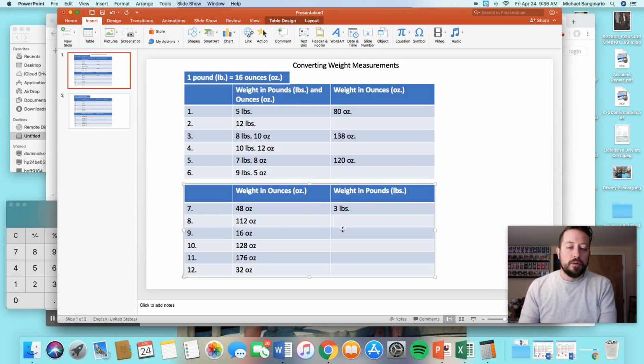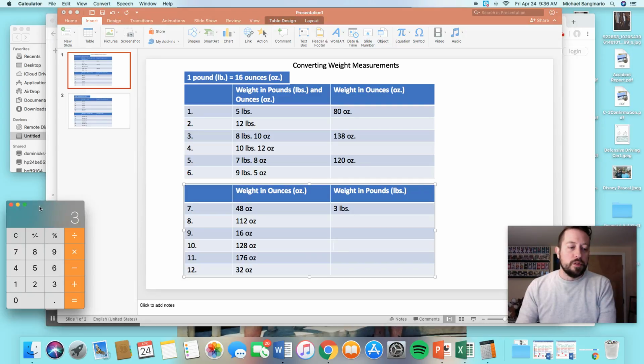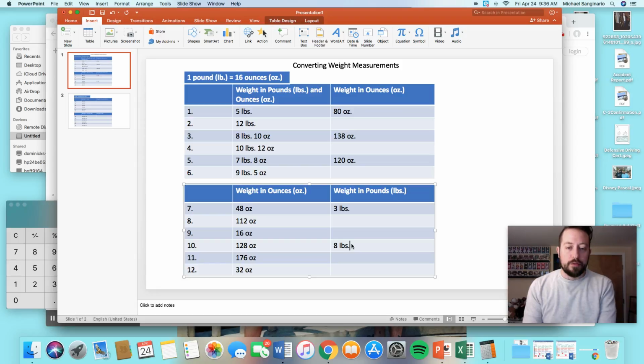Number 8, you're going to try on your own. Okay, number 9, you're going to try on your own. Let's look at number 10. We have one. I'm going to clear my calculator. I have 128 ounces. I'm going to divide that by 16. And that tells me I have 8 pounds.